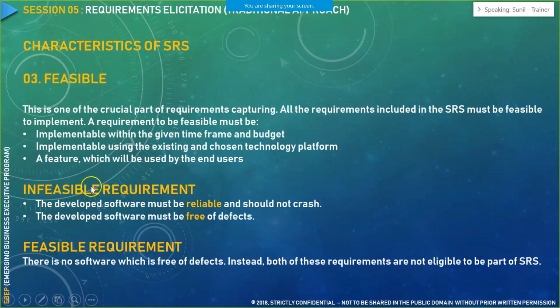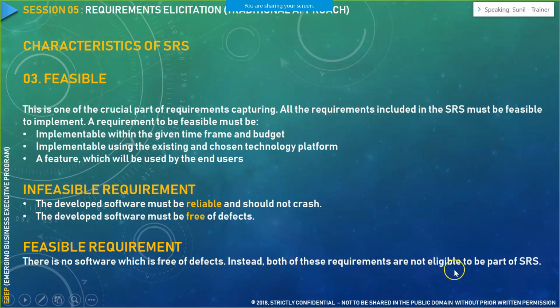Then comes the feasible requirement. If you see an infeasible requirement example: the developed software must be reliable and should not crash. Now what's the meaning of reliable? Then, the developed software must be free of defects. In any software system that you develop in the entire world, it cannot be free of defects. So this is not a feasible requirement that you have captured. There is no software which is free of defects.